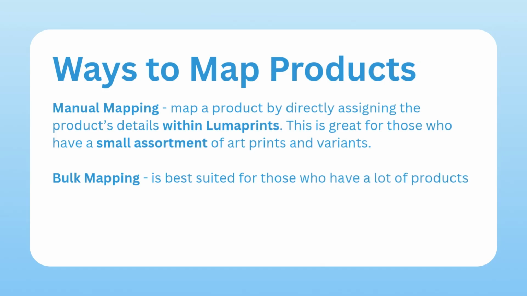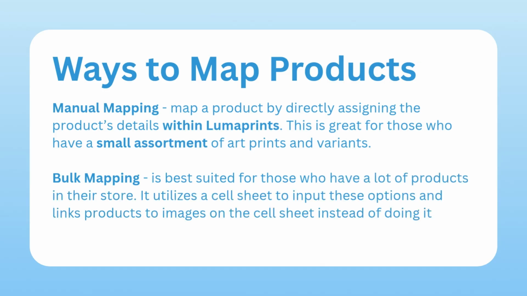Bulk mapping, on the other hand, is best suited for those who have a lot of products in their store. It utilizes a cell sheet to input these options and links products to images on the cell sheet instead of doing it one by one on the site. Bulk mapping is a little bit more intricate than regular mapping, and if you have a small assortment of products in your store that Lumaprints will fulfill, then manual mapping is the best option.